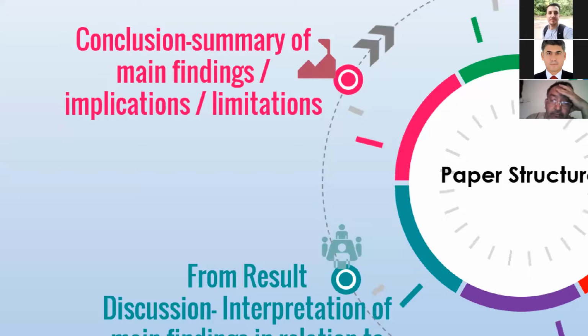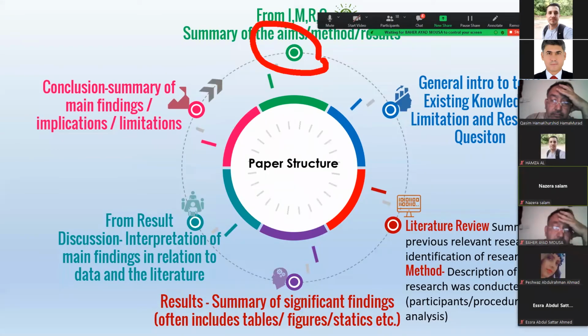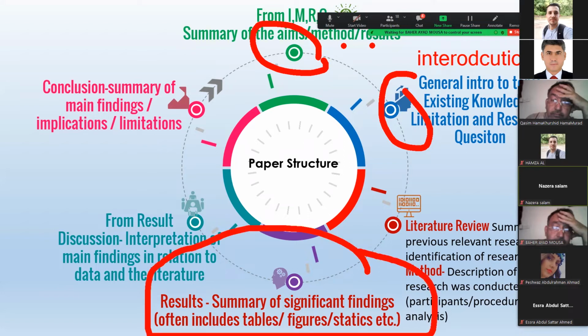So in this way, when we say there is an abstract, we must know the abstract especially has a summary of the aim, of the method, of the result. When we say the introduction, it comes from the general existing knowledge, limitation, and research question. When we say there is a literature review, we must know there is a previous study. When we say there is a method, we must know there are some ways, some procedures our participants are using to find the result of our article. Inside the result, every time we see a summary of significant findings, a table, figure, statistics, and something explained. After that, we have the conclusion.